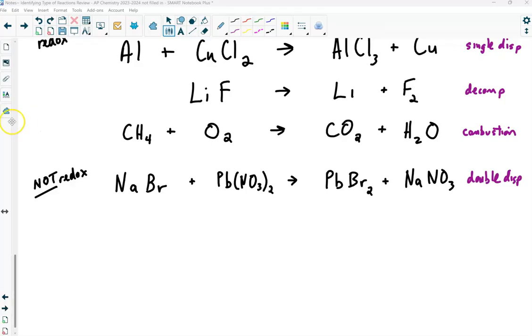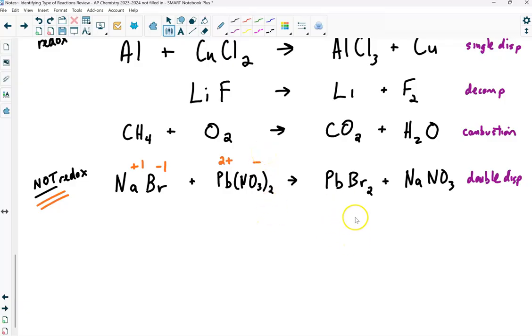Now to wrap this up though, let's look at the type of reaction that is typically not a redox reaction. I said a double displacement reaction is typically not. So let's look at this one. In this case, sodium is bonded to bromide ion. So sodium's an ion, so it's a +1. Bromide's a -1. Here, the lead ion is lead 2+. Nitrate, the whole ion is -1. There's 2 of them, but still -1.